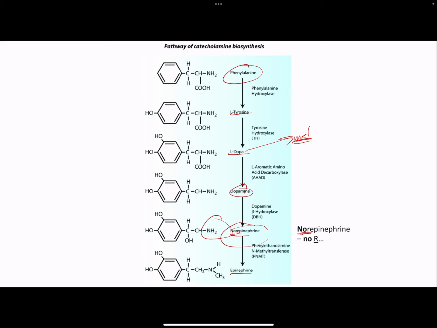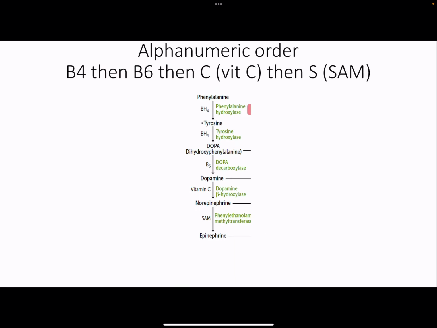But then we've used one of our little SAM molecules that we talked about earlier and we'll talk about again later, to methylate this. So this is no R, and by contrast, this one must have the R. It must have the methyl group on it. There's a lot of cofactors we need, but it's actually kind of nice. They're in alphabetical order: B, B, B, B, C, S. And they're also in numerical order, right? We got a tiebreaker right here. It's the 4s before the 6.